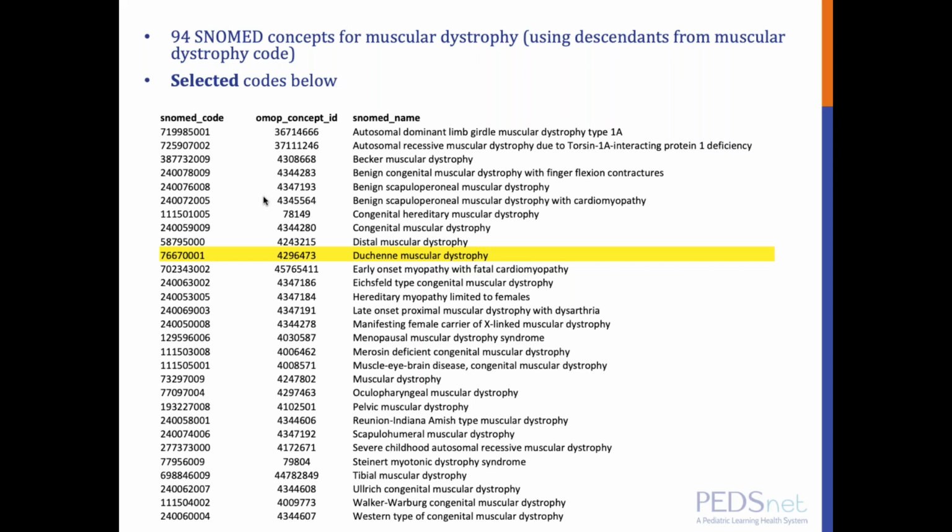Okay, I got it. So then as a researcher, if I'm looking for Duchenne, but I also want to know any more specific codes related to that, I could use that table and then choose whatever I want from that in my query set. You got it. Exactly. Perfect. Thank you. That really helps. Sure.